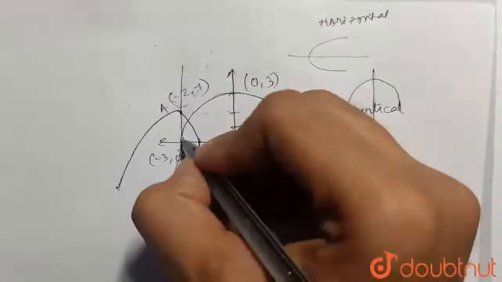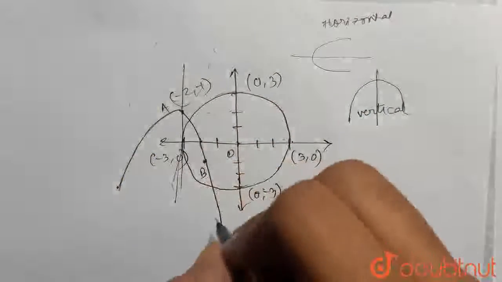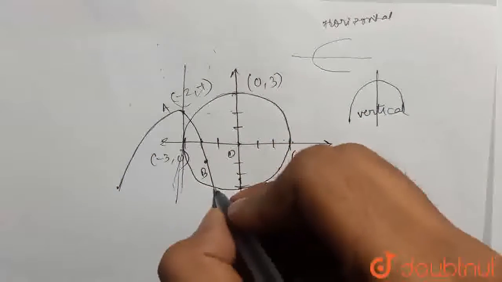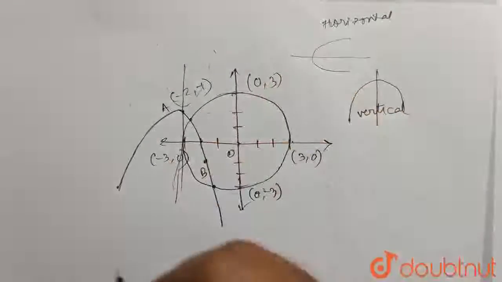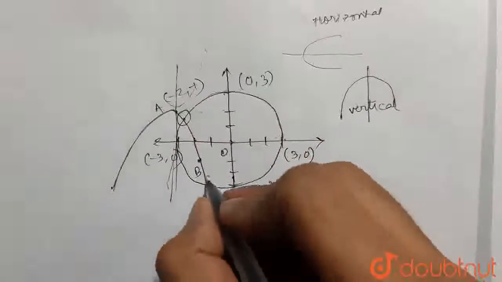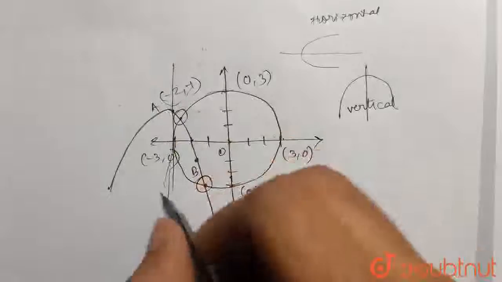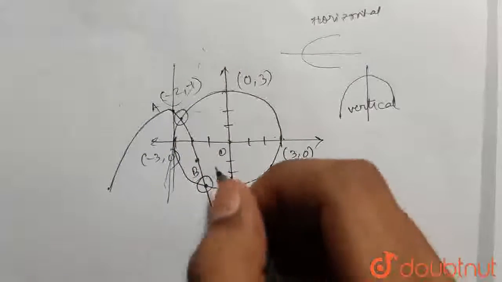We do not need the exact diagram of the parabola, because we just need to find the number of intersection points. So these 2 points are the points of intersection, this point and this point. So the parabola and the circle will be intersecting at exactly 2 points.